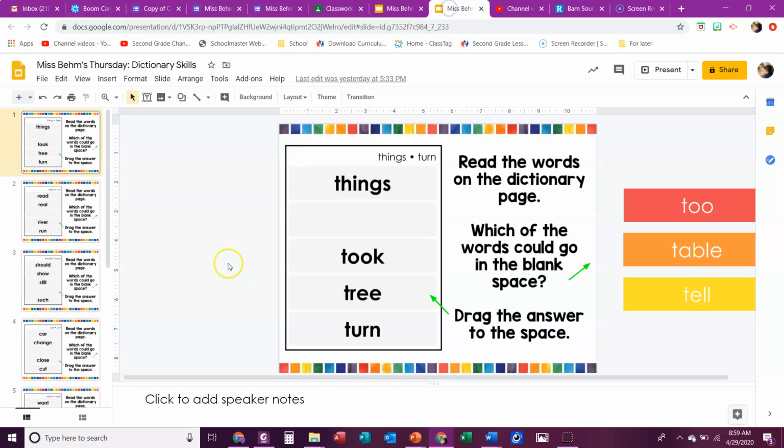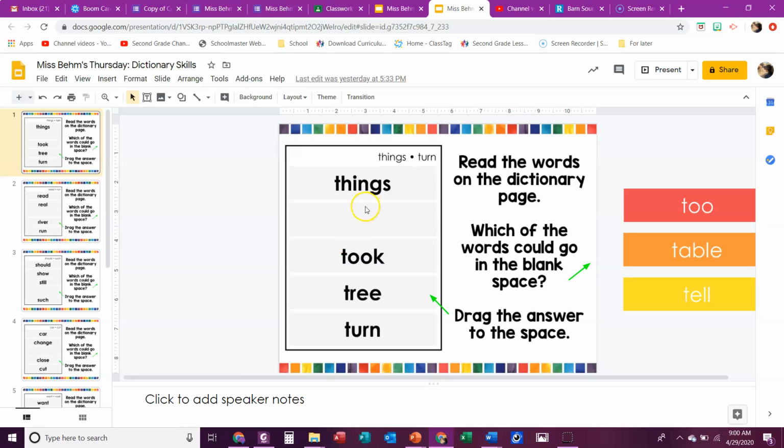The second assignment is the dictionary skills that we've been working on. So here you are going to read the words on the dictionary page. Which of the words could go in the blank space? So again, remember that in a dictionary, the words are in alphabetical order. So you have to think about which word would go right here. And you're just going to drag it. So you have to think about what would come next on the dictionary page, thinking about alphabetical order.